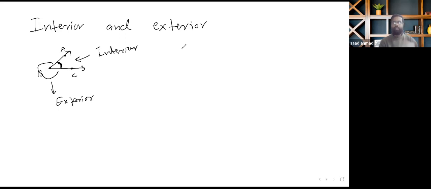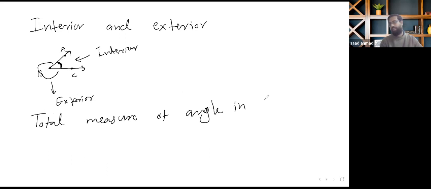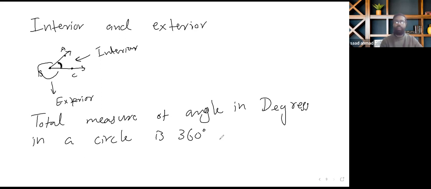The total measure of an angle in a circle is 360 degrees. You can say in a circle or in a plane, same thing, because you can think of it like this. The total angle from here to here is 360 degrees. You can measure this using a protractor or some other methods as well, right?